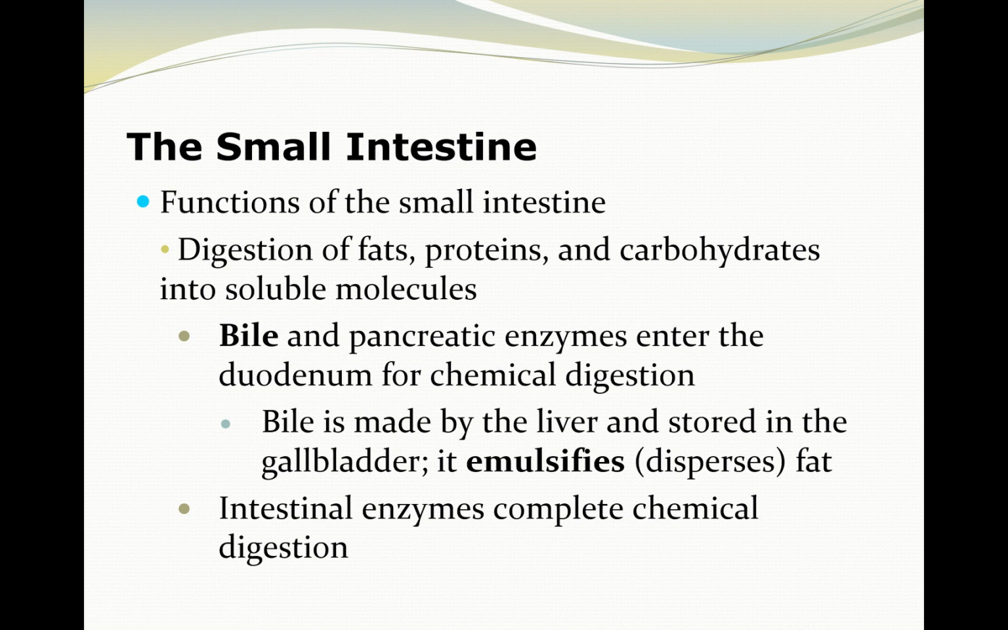All right, functions of the small intestine include the digestion of fats, proteins, and carbohydrates into soluble molecules. Bile and pancreatic enzymes will enter the duodenum for chemical digestion. Bile is made by the liver and is stored in the gallbladder. It emulsifies, aka disperses, fat, and intestinal enzymes complete chemical digestion.